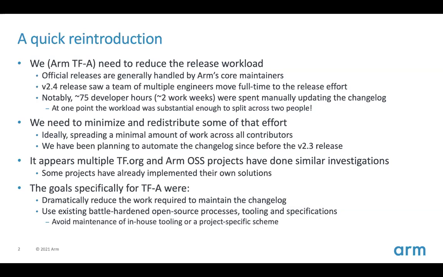So what we're aiming to do is minimize and redistribute some of the effort that we put into the changelog, mostly the changelog. Hopefully in the future, maybe we'll start considering other things we can do to minimize the work for release. But right now our focus is the changelog. Ideally, we'd like to spread the minimal amount of work possible across other contributors, just because extra bureaucracy is nobody's fan. We have been planning to automate the changelog since, like I said, before the 2.3 release.